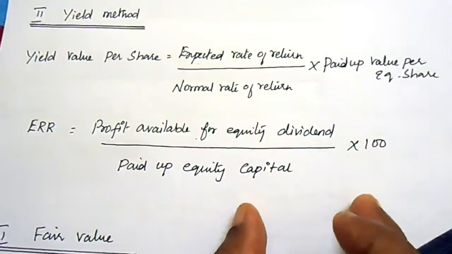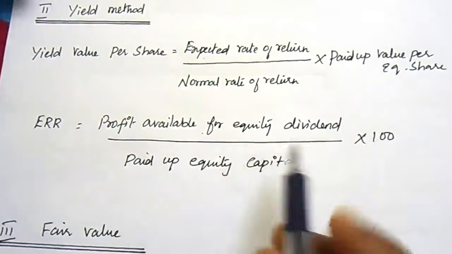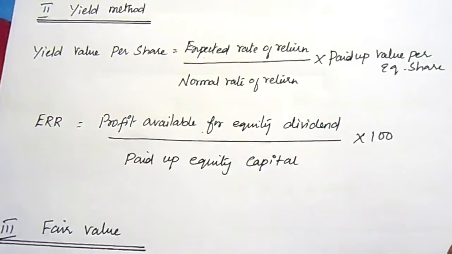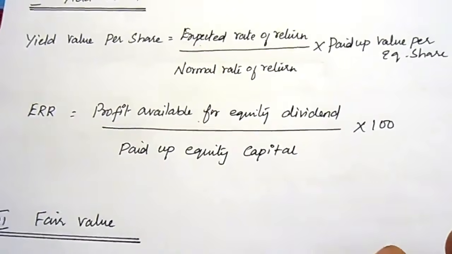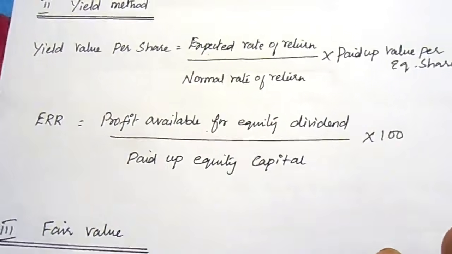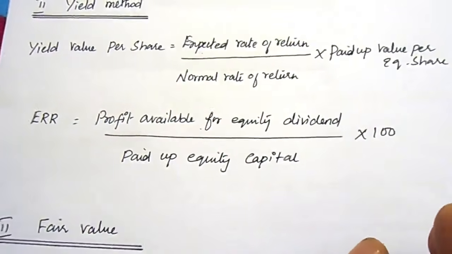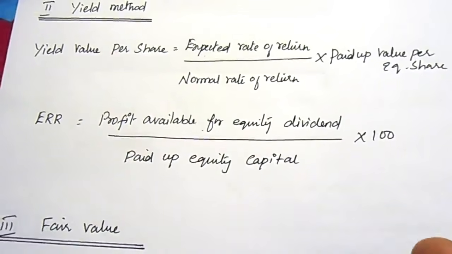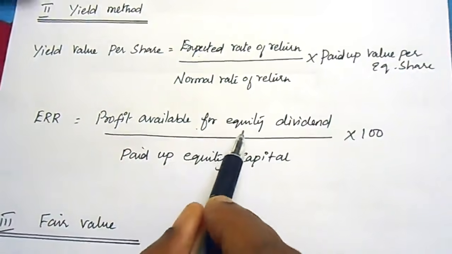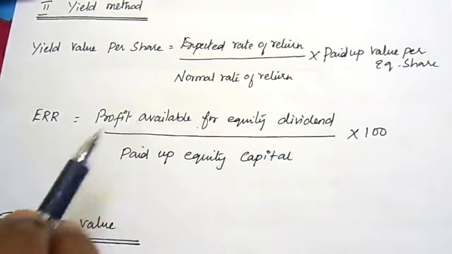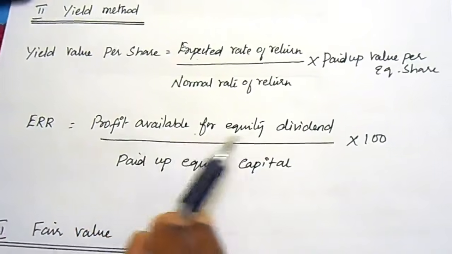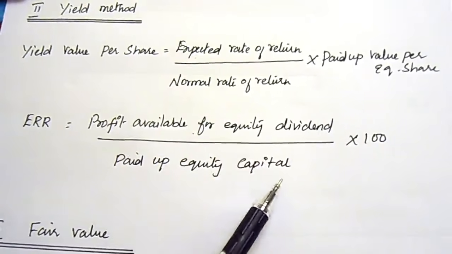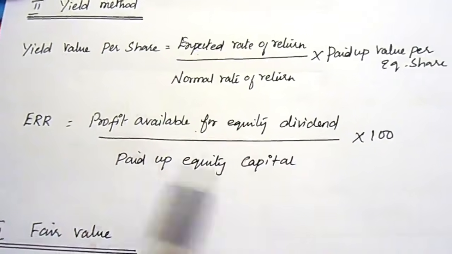After finding the net profit, the entire amount is not applicable to equity shareholder. We need to make some allocations, that is taxation. We need to pay tax and we need to make some reserve for future. We need to declare dividend to preference shareholders. After making all these adjustments, if there is any residual amount, that amount will be applicable to equity dividend. So you need to find profit available for equity dividend and then divide by paid up equity share capital into 100. You will be getting ERR.